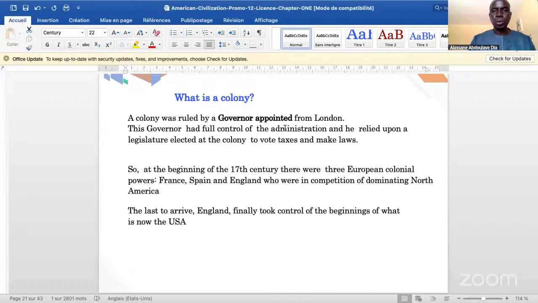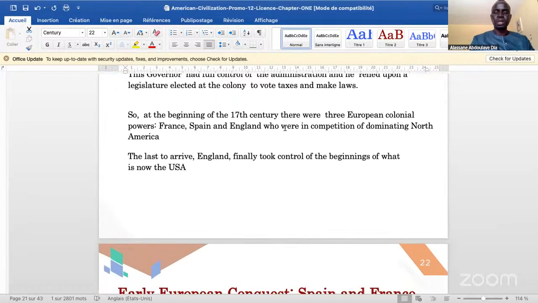The king or queen of Great Britain, of England, sends a governor. The governor is going to represent them in the colony and to rule as an administrator. The governor will have control in the administration, but the governor depends on the legislature that is established in England. So it means the parliament is in Europe, in England, the administration is in another continent. I hope now you understand.